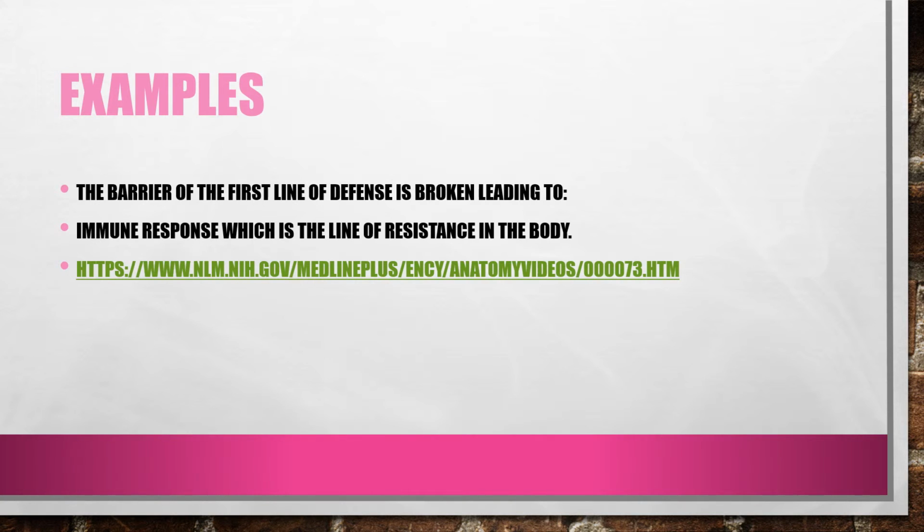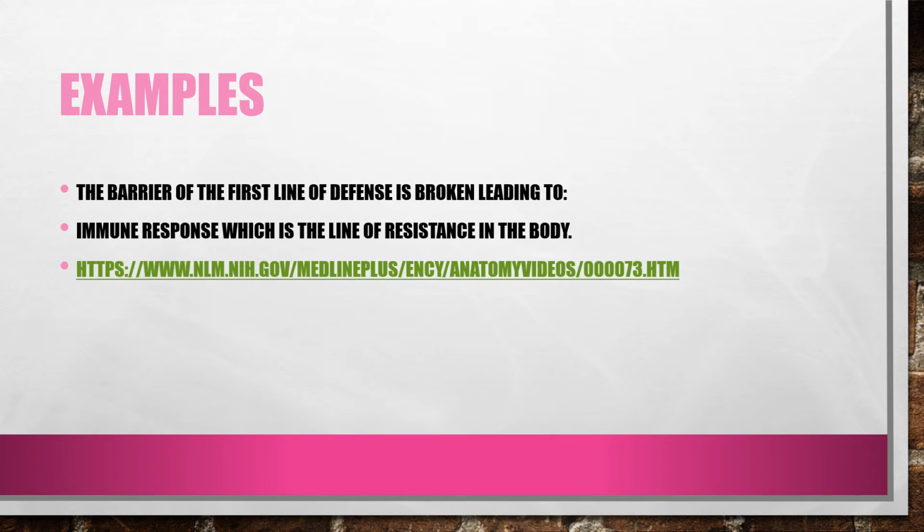So like I was saying with the picture, the barrier of the first line of defense is broken, leading to the immune response, which is the line of resistance in the body. So without the lines of resistance, there would be no more protection of the body. Because how many times do we honestly fall and hurt ourselves and scrape it up? So if the bacteria would get into our body and we don't have an immune response anymore, there's nothing protecting our main structure, and it's just going to eat away and eat away and eat away.